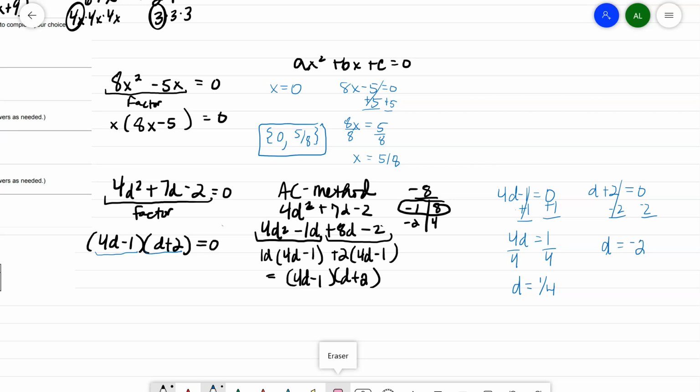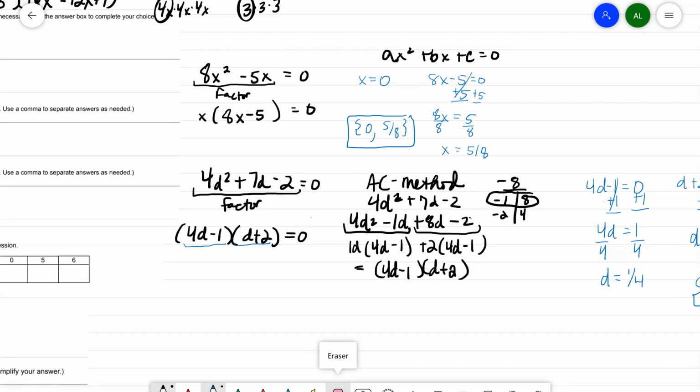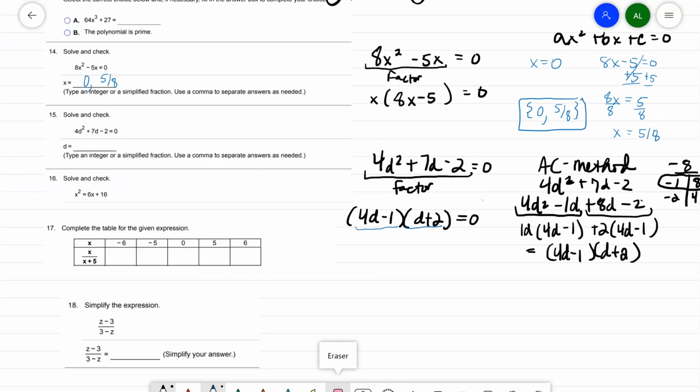So my solution set is simply 1/4, comma, -2. That's all I would write. I would type into my lab. I'm using the braces here, of course, to identify the solution set, the answer. But in my lab, you will only type in the 1/4, comma, -2 for your result.